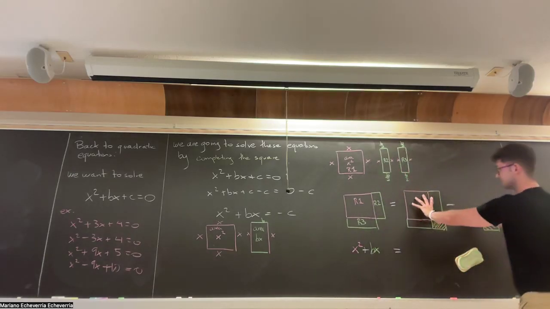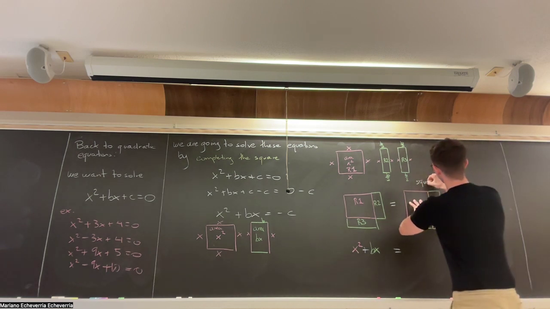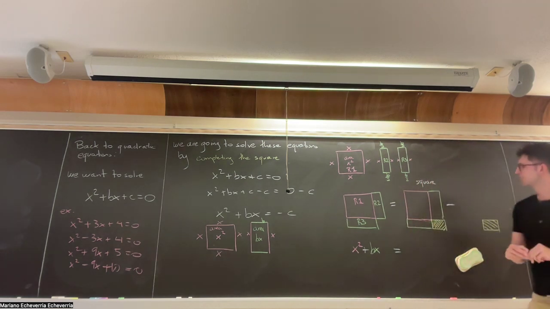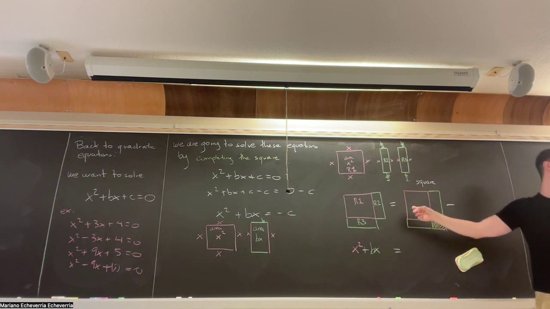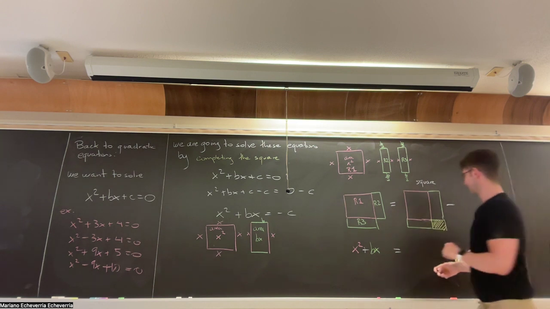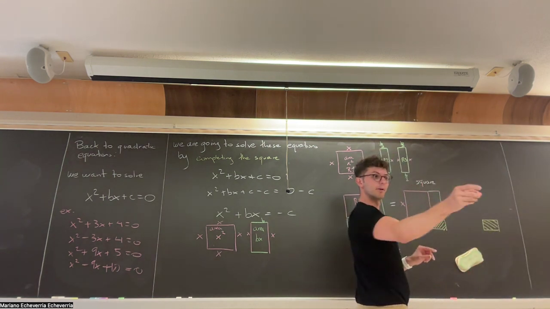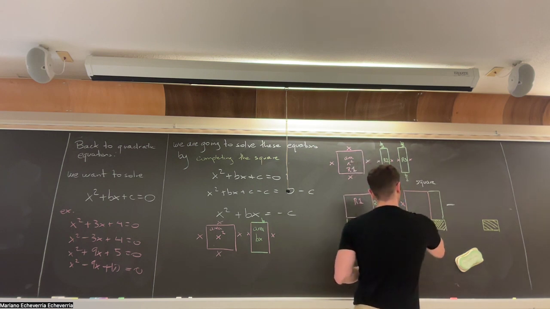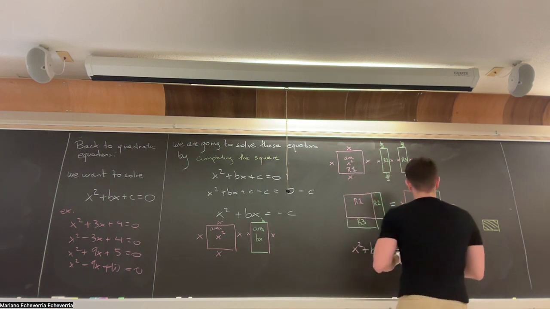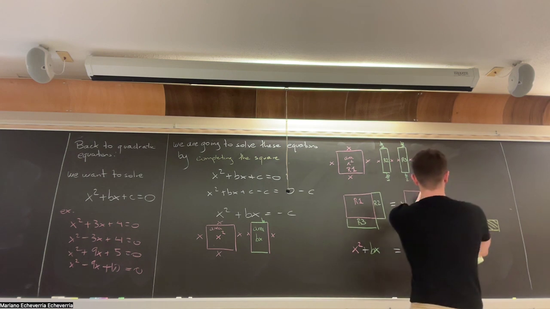Now this is a square, right? That's what I have been trying to tell you. Can anyone tell me what is the side of this square? Anyone want to take a guess? Perfect, yeah, so this is x plus b over 2. So the area of the big square should be x plus b over 2, squared.